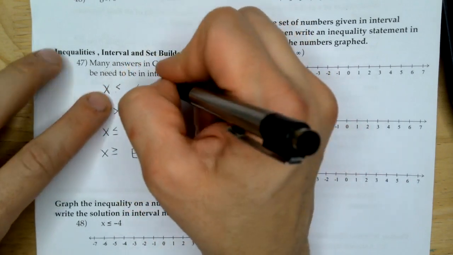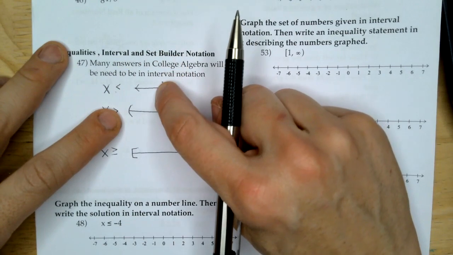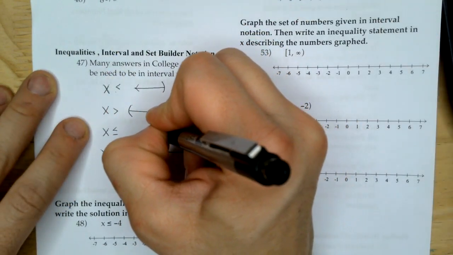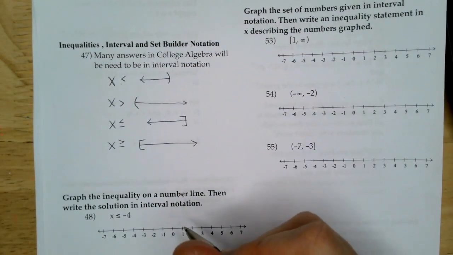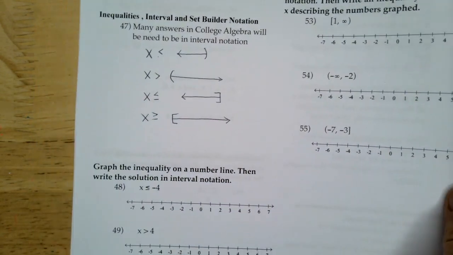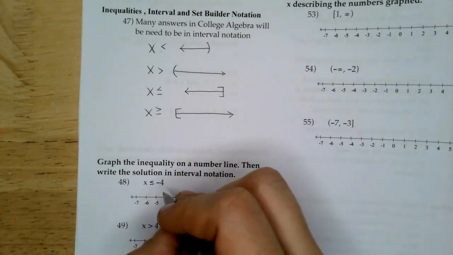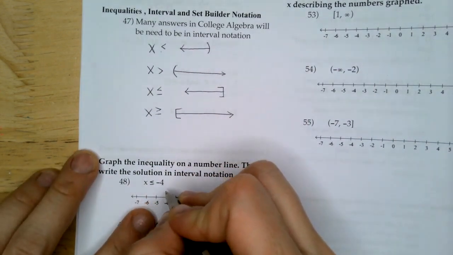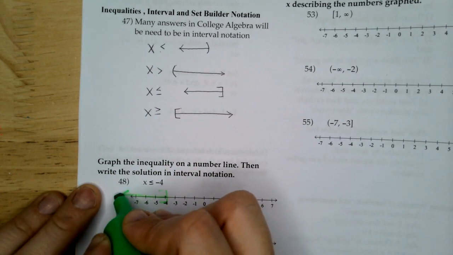Now, for less than without the equal to, it's going to be a closed parentheses, or a parentheses opening into the other direction, and an arrow in the other direction. And then this one is going to be a bracket with an arrow in that direction. Good? So that's what you're thinking with how to describe it on a number line. So here it's x is less than or equal to -4. Here is -4. It's a less than or equal to, so it's going to be a bracket there. And it's going to go forever in that direction.